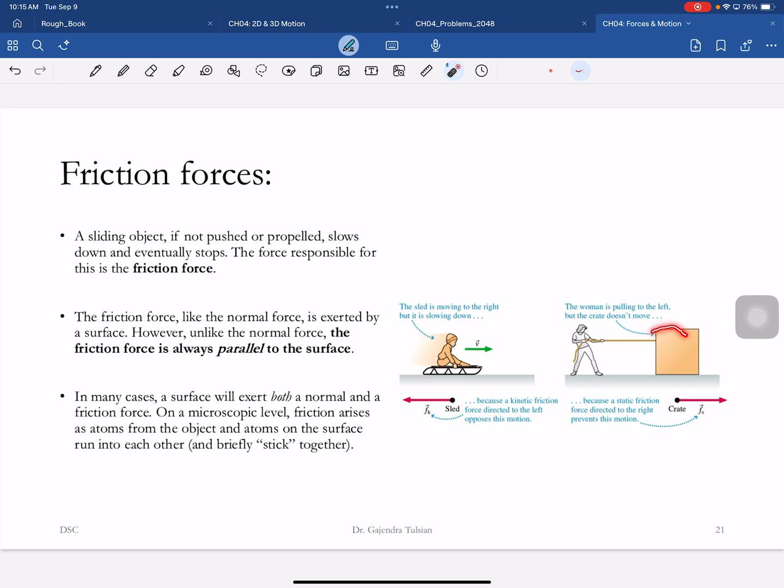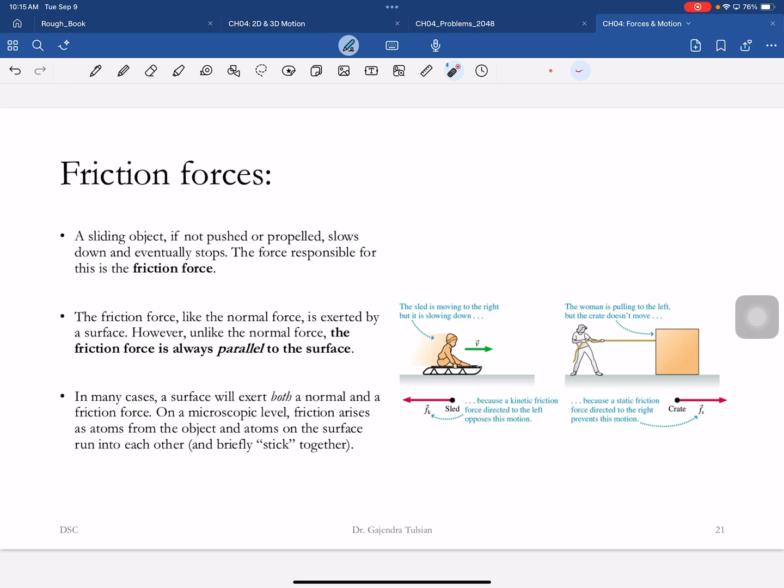Now let's look at another example. Here's a box sitting on the floor, and let's say you pull with 100-pound force in this direction. If the box didn't move, what prevented the box from moving? This friction force prevented it from moving. And since the box is not moving, this friction force is called a static friction force. Friction forces are denoted by little f, the subscript k telling you it's kinetic, and the subscript s telling you it's static friction force.